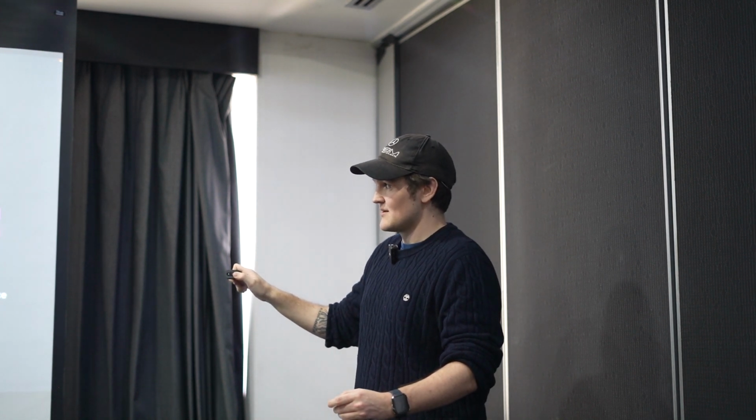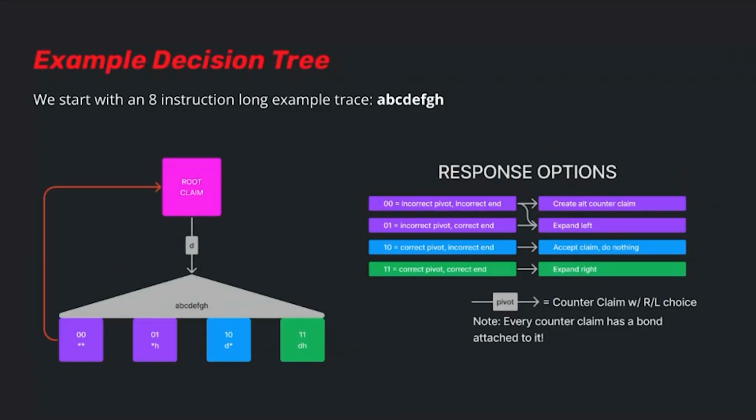And so then there are those 4 possible options to respond that we just talked about, right? Every single one of these arrows in these diagrams represents a counterclaim with a right-left choice, and it also has a bond attached to it. I didn't visualize the bonds mainly because it got really cluttered, but you can remember that every single arrow implicitly comes with a bond. We're also going to take this alternative counterclaim process off-screen, since you'll see at the end it gets really messy. But you can always remember that for 0, 0, you're going to create a counterclaim against the pivot and the claim above it because you disagree with both of them.